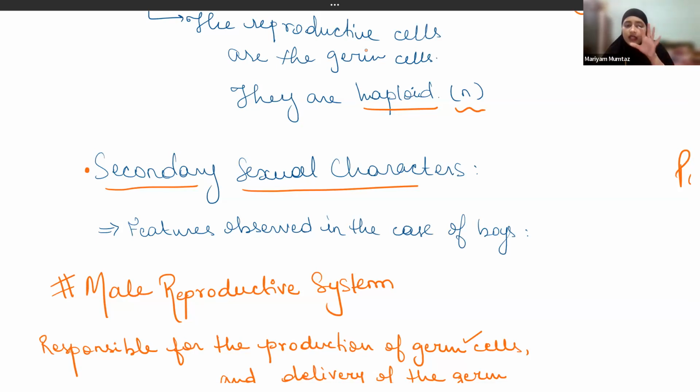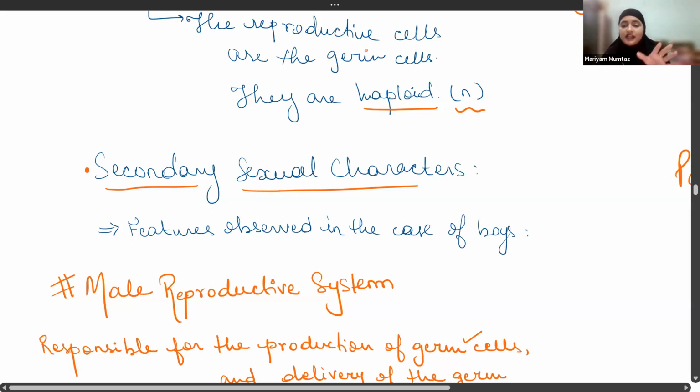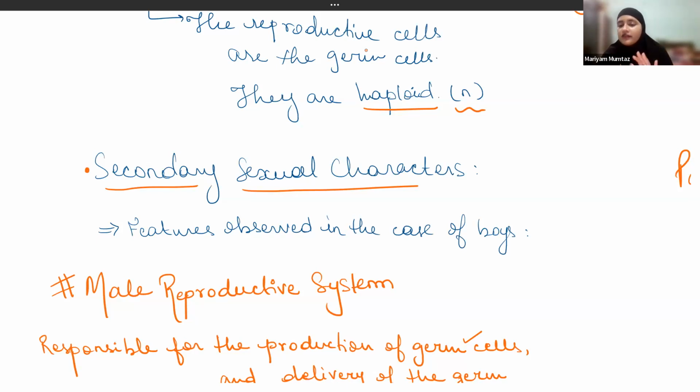But the appearance of all these characters is different for girls and boys. It is very different. Like this voice hoarseness, it is not present in the case of girls. Are there any girls whose voice has become like boys' voice? No, right? There's nobody here. So there are different developmental changes that happen in boys and girls.